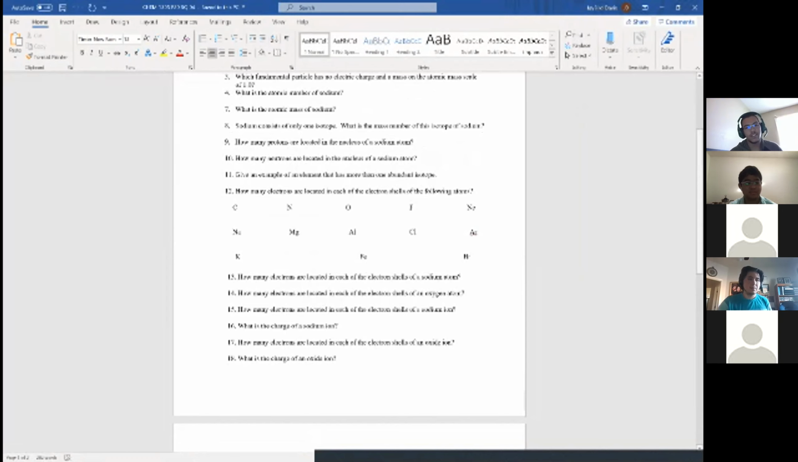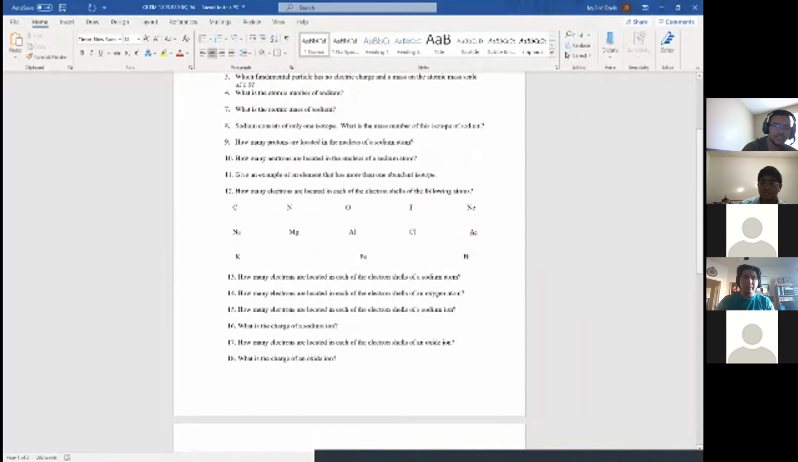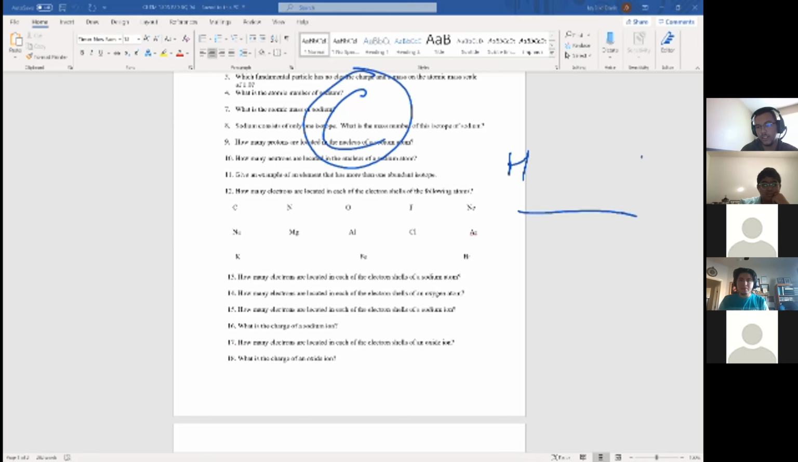So, how many electrons are located in each of the electron shells for the following atoms? In order for us to do this, we first need to know what an electron shell is. Does anyone not know what an electron shell is? All right, so everyone knows what an electron shell is, right? So pretty much every period is an electron shell. Carbon is on the second period, because hydrogen and helium are the first. So special. And then we can just move on to the second one, which is where carbon is, right here.